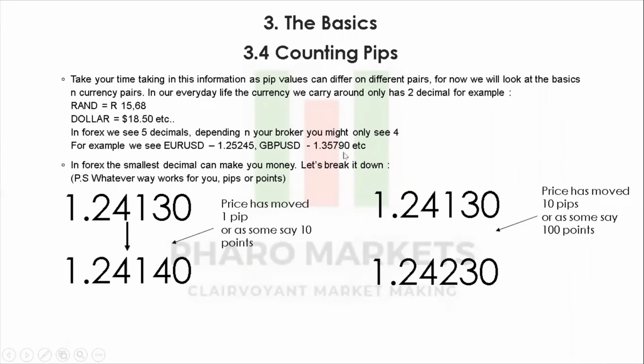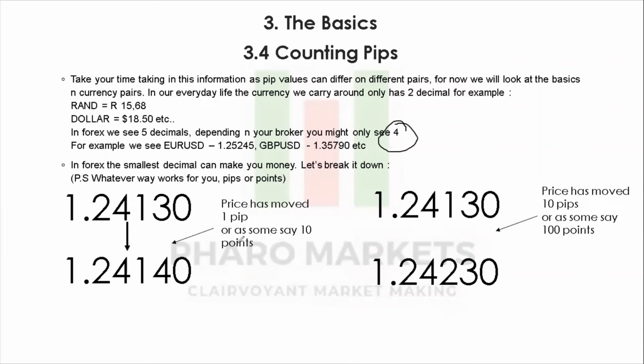So in forex, the smallest decimal can make you money. Let's break it down. Pips or points, whatever works for you. Some people call it points, some people call it pips. So let's say price is currently at 1.24130 and it moves to 1.24140. Price has now moved 1 pip. Some brokers might only show 4 decimals, but as you can see, I prefer 5.